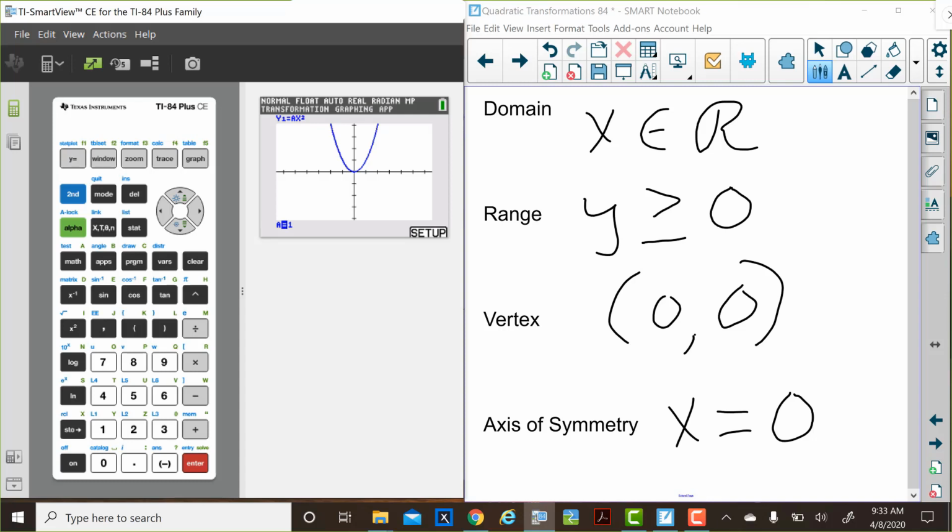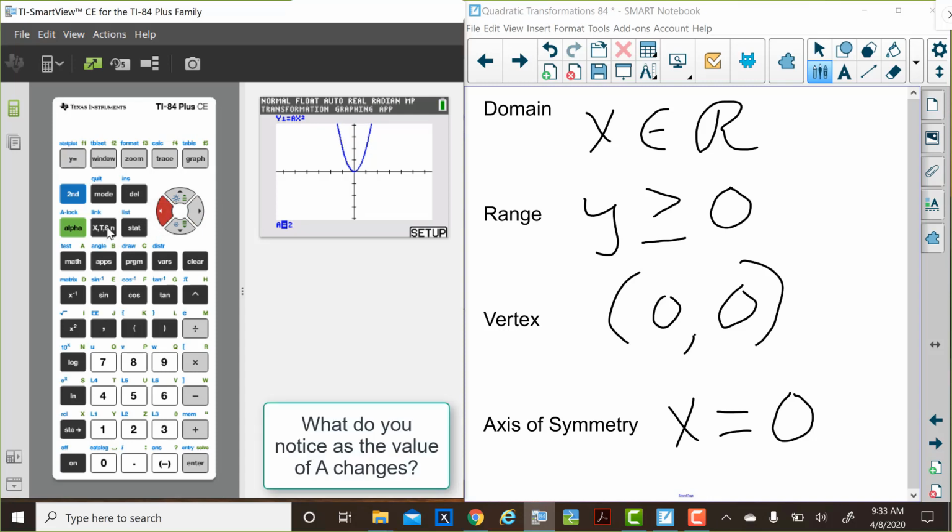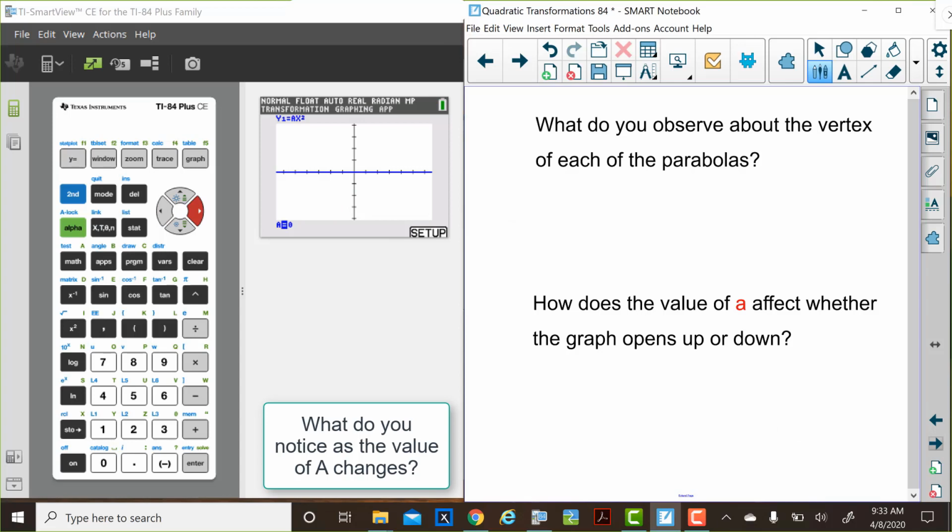Let's see what happens when the value of a changes. Judy can press the right arrow or the left arrow key, and the values of a are increasing by units of 1. Notice, however, when a is equal to 0, this is not a parabola. It would be a horizontal line, so the value of a cannot be 0 for a quadratic function. So a could obviously be negative or positive.